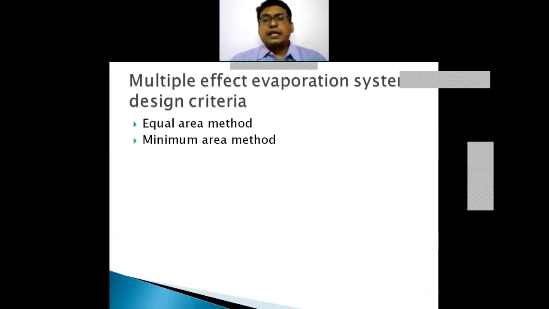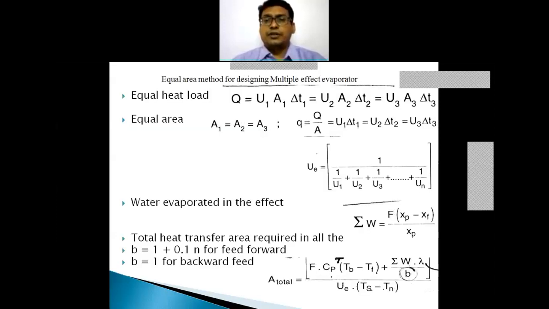While designing the multiple effect evaporation system, the design criteria, equal area method and minimum area method, are the two different methods. We'll be discussing the equal area method for this. Then equal heat load: the equal area method gives you the equal heat load. So the heat load will be equal.